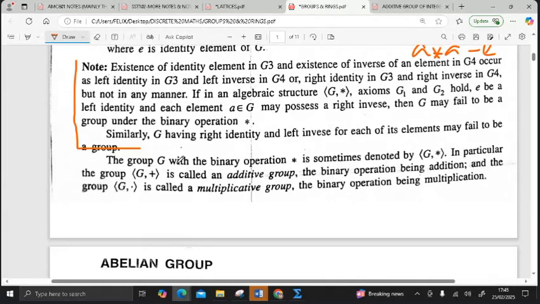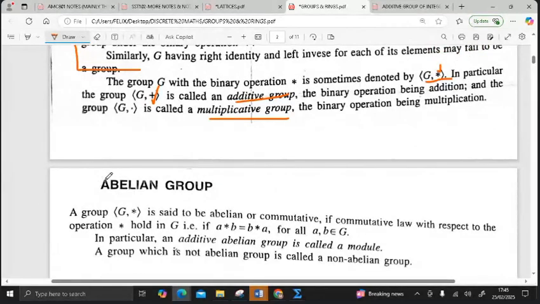Now you're told that the existence of the identity element in G3 and the existence of the inverse of an element in G4 occur as a left identity in G. Anyway, those concerning left identity and left inverse, don't bother yourself so much with that. At this stage, that is not necessary.